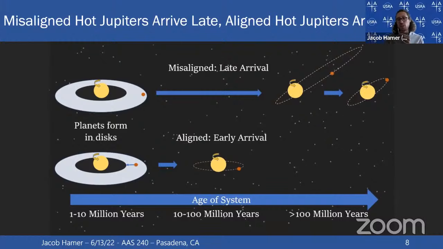And soon after, interactions between the planet and the star allow the hot Jupiter to arrive on its small, circular, misaligned orbit. And so what this tells us is that there's not a single way that hot Jupiters form. They actually have multiple formation processes. And the ones that form aligned hot Jupiters tend to form them quickly and early, and the ones that form misaligned hot Jupiters tend to form them late, long after the disk has dissipated.